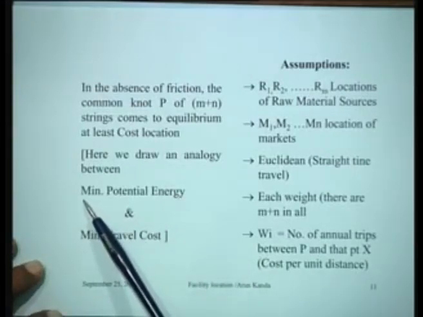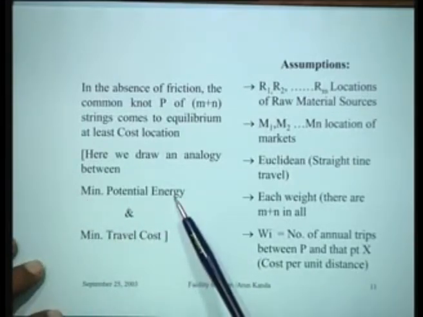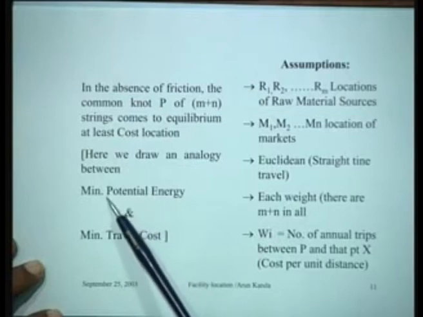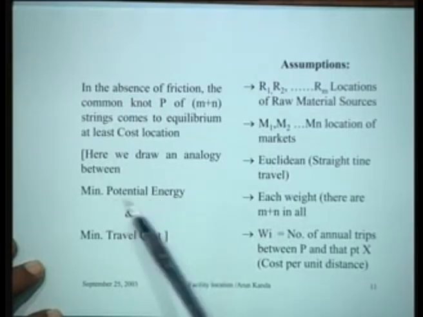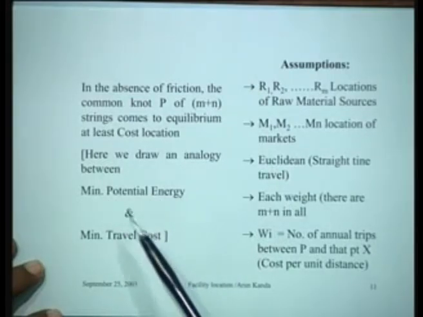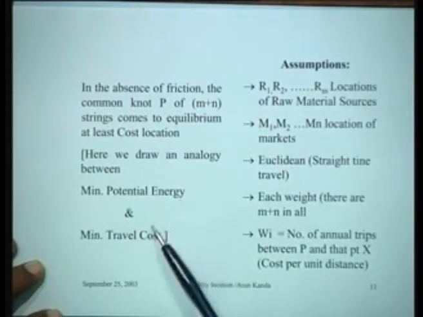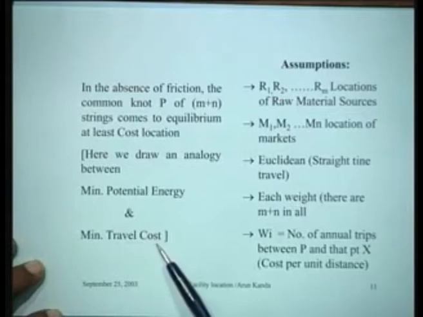So we have tried to draw an analogy between the potential energy and the travel cost. The system is so designed that there is an analogy between the potential energy and the travel cost. So the moment you say that the potential energy is minimum, it implies that at that particular point the travel cost is also minimum.